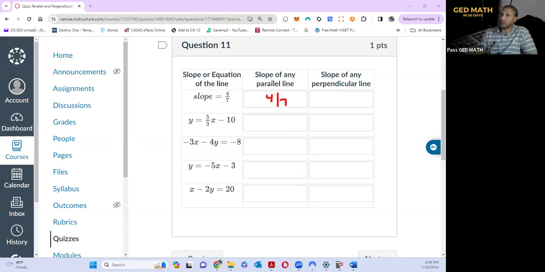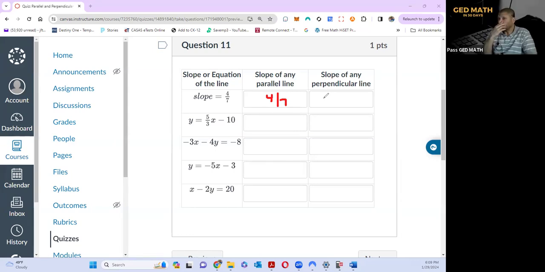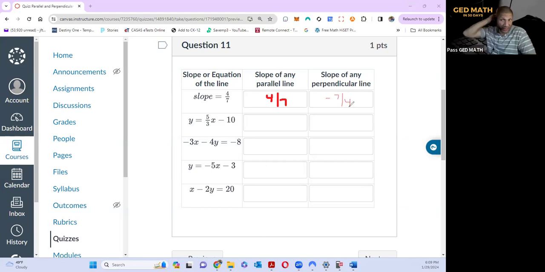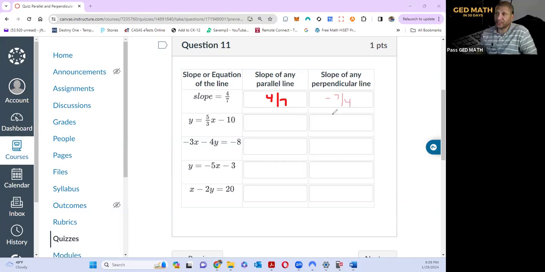Now the slope of any perpendicular line, what would it be? 7/4. Almost. What did I tell you? Negative 7 over 4. Remember, you got to change the sign and flip it. It's the negative inverse. Change the sign and flip it.